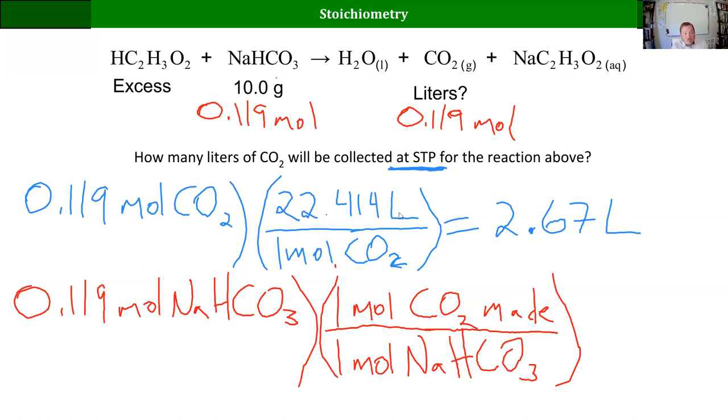And there's nothing wrong with, instead of using this conversion as a time saver, if you have all of the pieces, just using PV equals NRT to answer this question. Or if you're not at standard temperature and pressure, you have to use PV equals NRT.